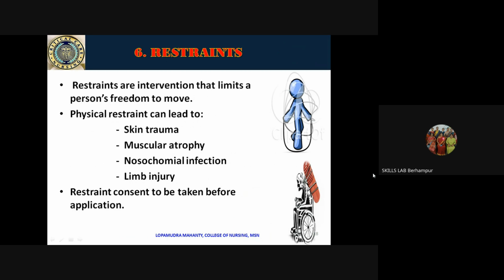Then next is restraints. Different types of restraints are provided to the patient. Restraints are interventions that limit a person's freedom to move. Physical restraints can lead to skin trauma, muscular atrophy, nosocomial infection, and limb injury. These are the physical restraints. Restraint consent is to be taken before application. It is understandable.